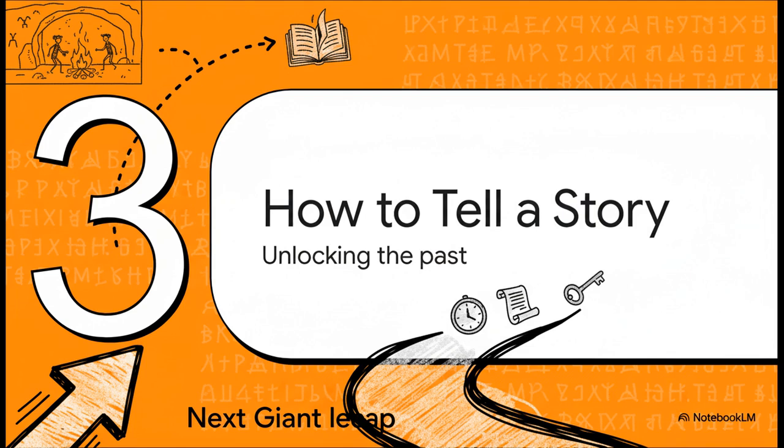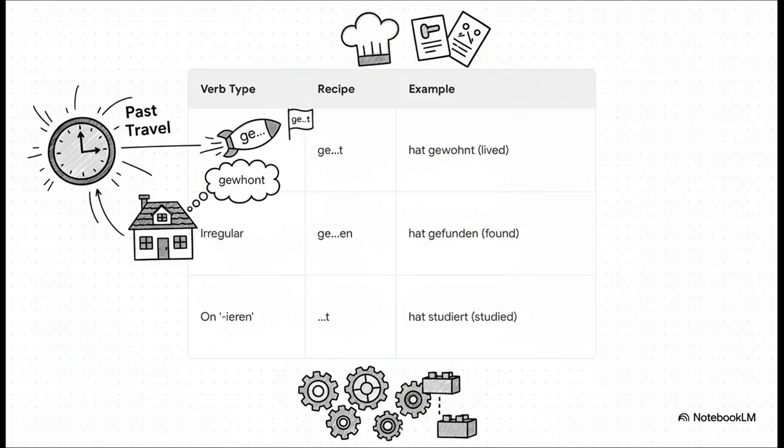Okay, so our characters can describe their present pretty well. But life isn't just about the here and now, is it? To tell a real story, you have to be able to talk about what's already happened. This, right here, is the next huge leap. Now, talking about the past often means changing up your verbs. But instead of getting bogged down in a million different rules, just think of it like a few simple recipes. For a regular verb like wohnen, which means to live, the recipe is basically to add ge at the front and te at the end. And just like that, wohnt becomes hat gewohnt, has lived. It's basically a system for time travel with words.